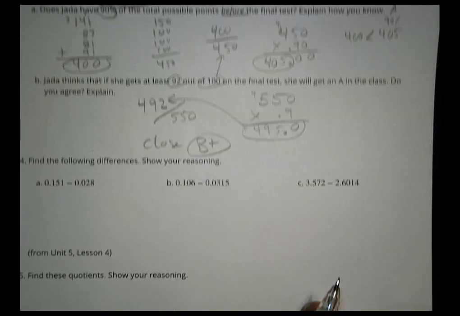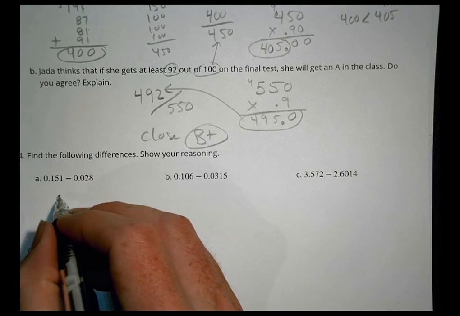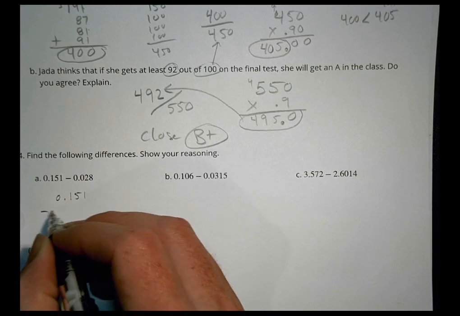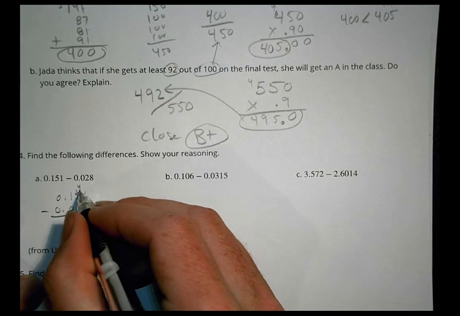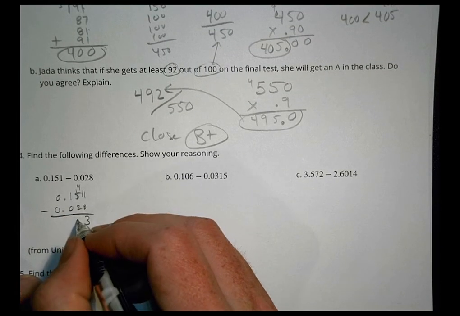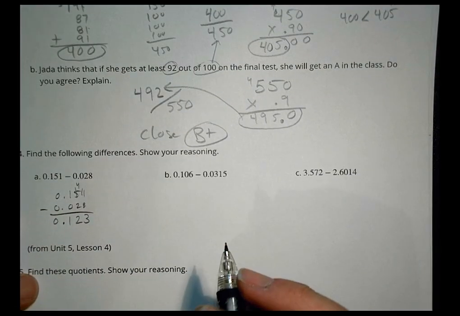So let's move to number 4. Find the following differences and show your reasoning. So we have 0.151 minus 0.028. Can't do 1 minus 8, so I have to borrow. 11 minus 8 is 3. 4 minus 2 is 2. 1 minus 0 is 1. So you have 0.123.